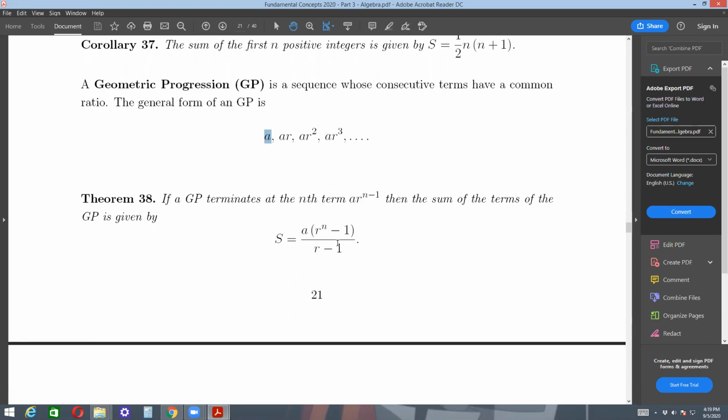Right, so if you want to see why this is true, consider the factorization of r to the n minus 1. r to the n minus 1 is r minus 1 times basically the sum of these things, right? So if you divide by r minus 1, when you multiply by a, you'll get those.